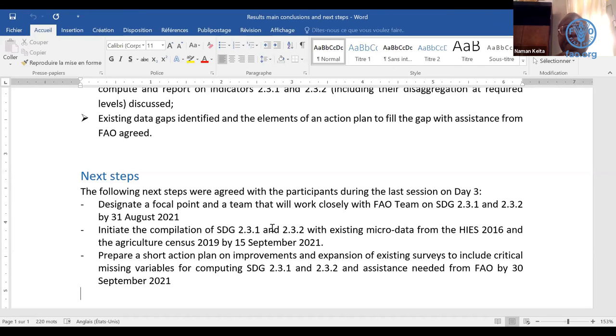Thank you, Mr. Naman, for your nice presentation and your action plan. But in your next step, your point two: initiate the compilation of SDG 2.3.1 and 2.3.2 with the existing microdata from HIES 2016 and the agriculture census. But the agriculture census data is not available now. It will take some time. Okay. But our team, if you guide, can work with only HIES data, which is available, but agriculture census data is not available.